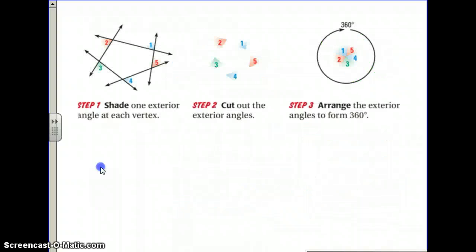Now, normally this is an activity I do in class, but clearly I'm not going to be there tomorrow to go through this with you. So the idea behind this next theorem is that if you look at all of your exterior angles, 1, 2, 3, 4, and 5, and if you were to cut them out, clearly we're not doing this because I'm not going to be in class tomorrow, if you cut them all out and line them up, they're going to total 360 degrees.